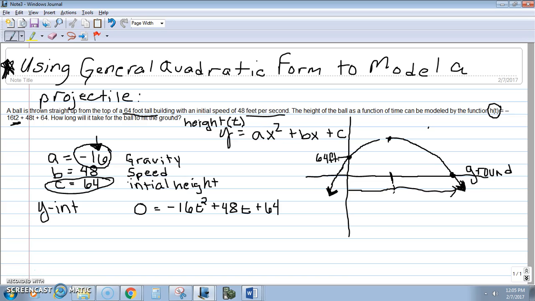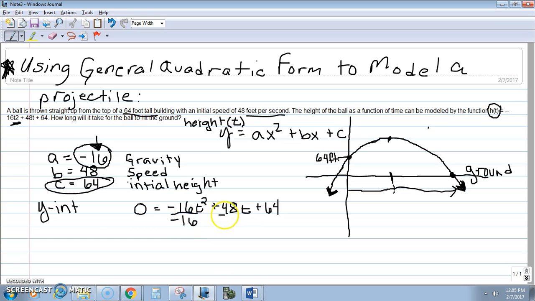One using the calculator, the quadratic formula, and even completing the square. But for right now, we can factor this. It's equal to 0, but my a is not equal to 1. So I can divide everything by -16.